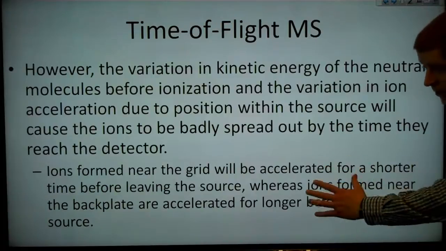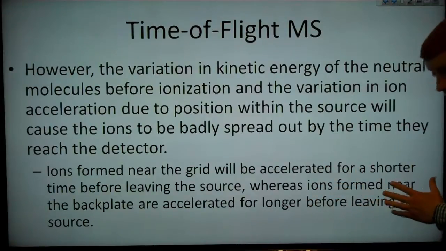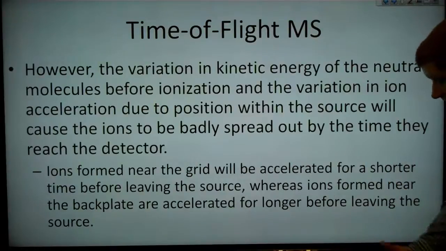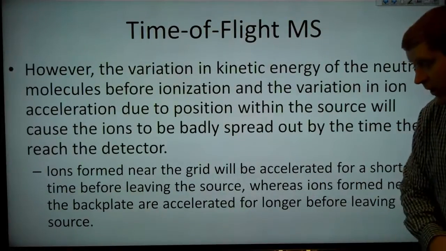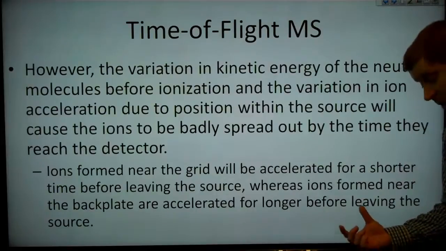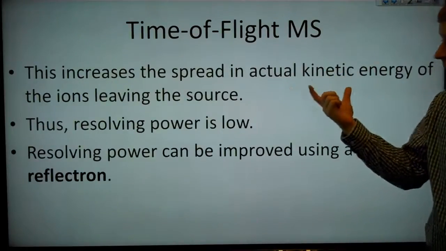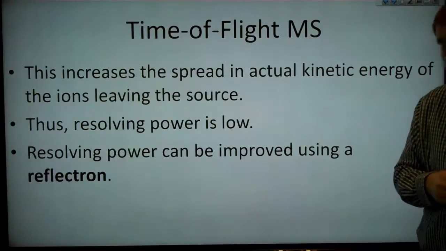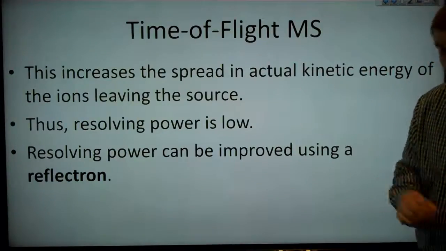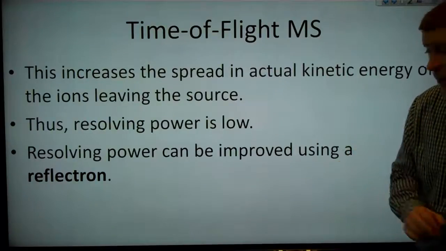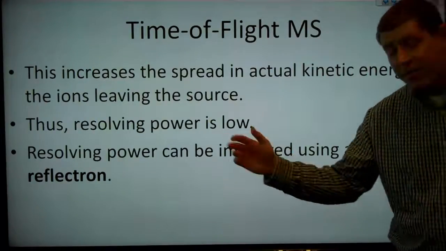So ions formed near the grid will be accelerated for a short period of time before they leave the source, whereas ions formed near the backplate are accelerated for longer periods of time before they leave the source. And this increases the spread in the actual kinetic energy of the ions leaving the source, and thus the resolving power will be fairly low. But the resolving power can be improved by using a reflectron.